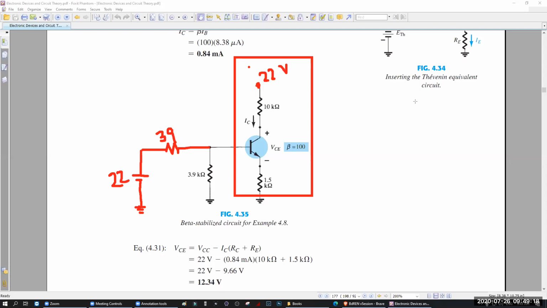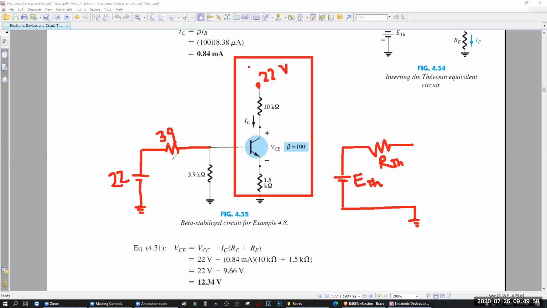Now what you have to do is convert this whole circuit to a Thevenin one. So how to convert? As we know, our Thevenin is something like this. Thevenin will have a resistor, that is RTH, and a voltage source, that is ETH. This is RTH, and this is ETH. What is RTH? RTH will be the combined resistance of this circuit.